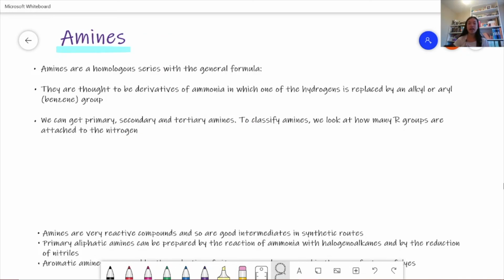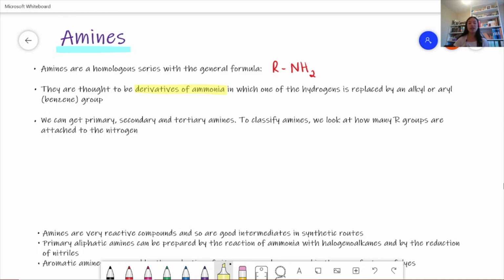Now we're going to have a look at amines. So amines are another homologous series, and they have the general formula of R and then NH2. R is an alkyl group, and then we have NH2. They are thought to be derivatives of ammonia, just meaning that they've been made basically from ammonia. What's different is that one of the hydrogens is replaced by an alkyl or an aryl, which is a benzene group. And we can get primary, secondary, and tertiary amines, so it's very similar to when we looked at primary, secondary, and tertiary alcohols.